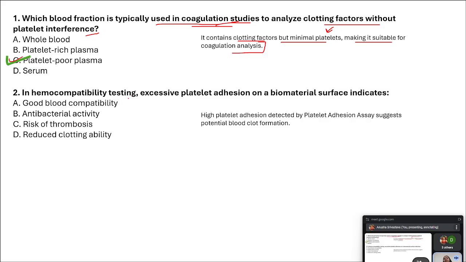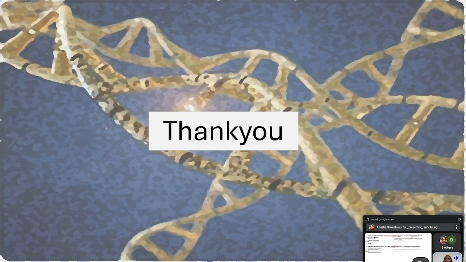Now, in hemocompatibility testing, excessive platelet adhesion on a biomaterial surface indicates what? Ideally, for a material to be hemocompatible, the platelet adhesion on the nanomaterial or biomaterial shall be minimal. But if there is excessive platelet adhesion, what does this show? There is basically a risk of thrombosis. So these are two questions.